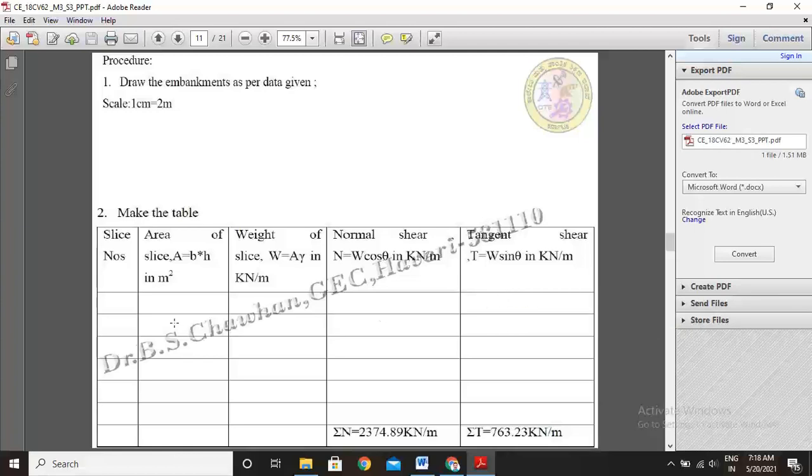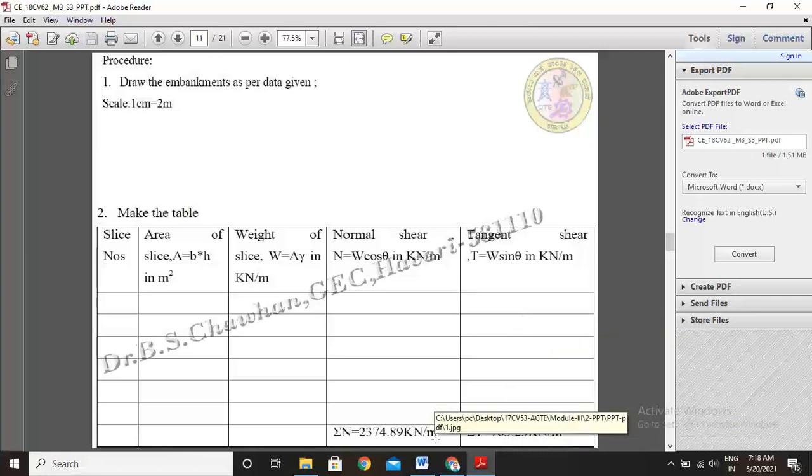So up to however many slices you have selected, you complete the table. Now do the summation. Sigma N we are getting is 2374.89 kN per meter, and the summation of sigma T is 763.23 kN per meter.